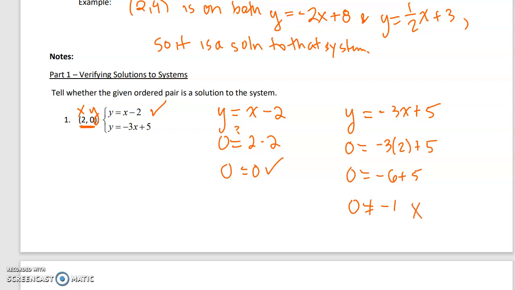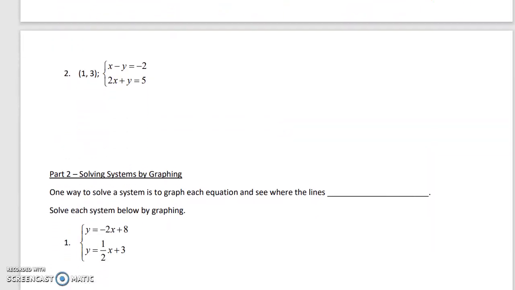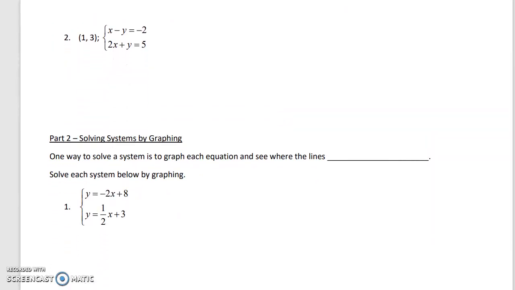Okay, so it is not a solution to the second equation, so therefore it is not a solution of the system, because it doesn't satisfy both equations at the same time. It satisfies one, but not the second. So what I want you to do is go ahead and pause the video and try example 2. I have a new system for you and a new set of ordered pairs, and then you can unpause the video and see my work when you're done.